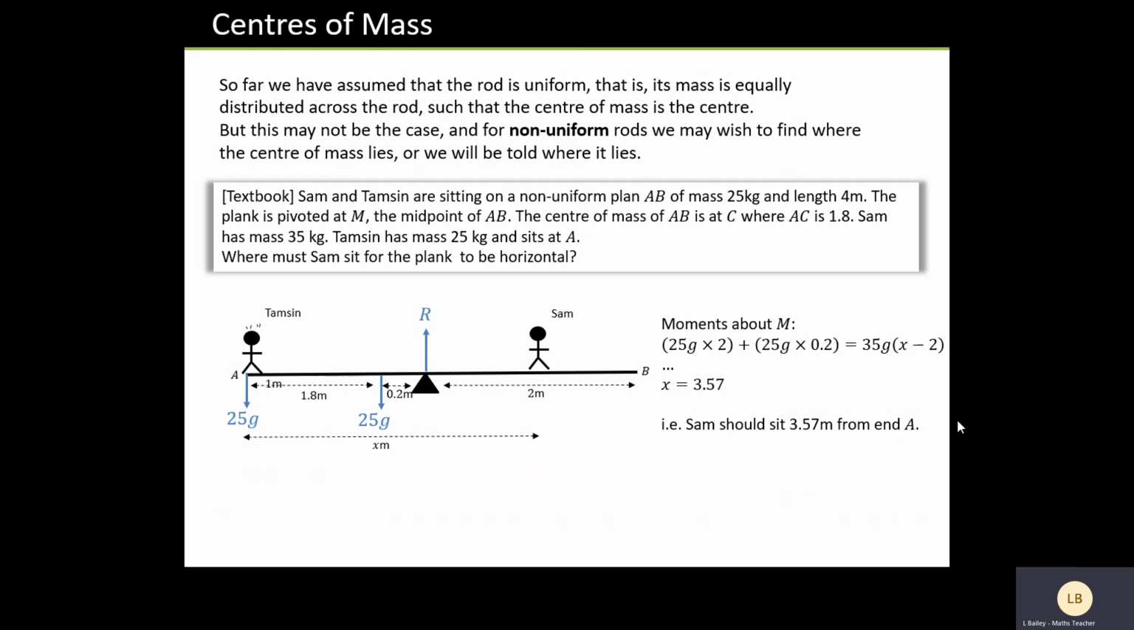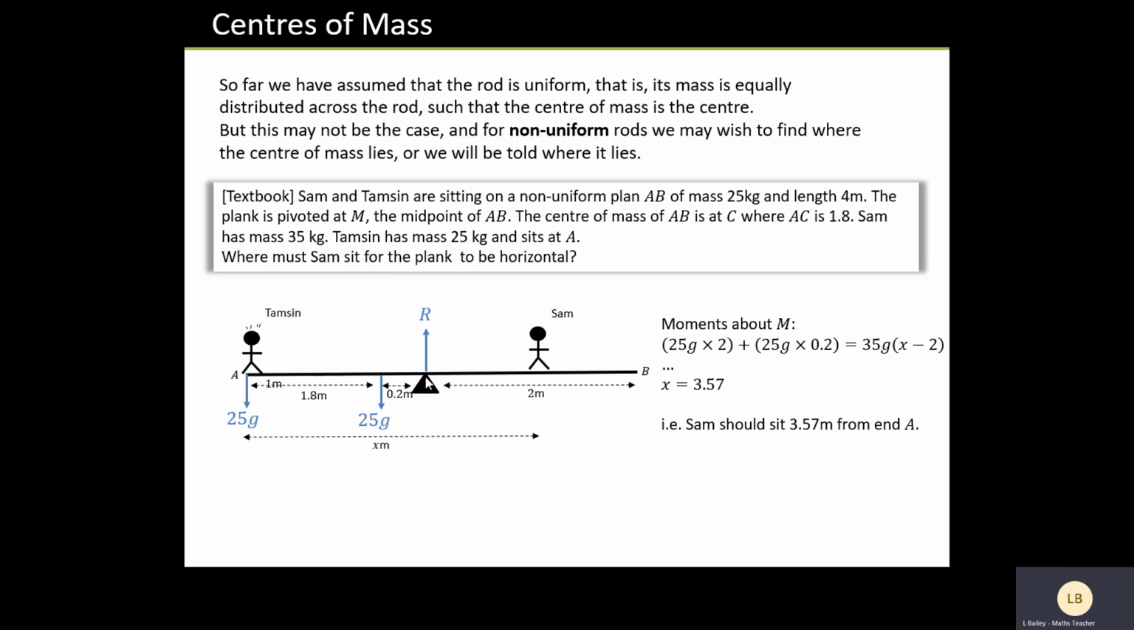The main tools that you've got with this sort of question is either to resolve your forces vertically and horizontally, or to take moments about different places on the beam. On this particular question, they've taken moments about M, which was where it was pivoted. So your moments going anti-clockwise is 25 G times 2 metres, plus you've also got the weight of the beam, another 25 G. This is 0.2 metres from M where you're taking your moments.